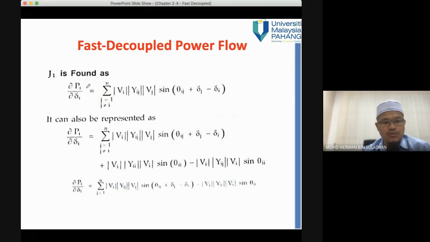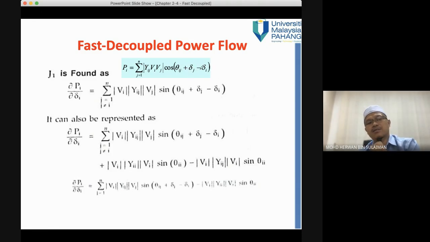Since kita tahu kita punya P with respect to theta, ni kita punya P kan, ni general equation for P, your Yij, Vi, Vj cos theta Ij plus theta J minus theta I, ataupun theta Ij minus theta I plus theta J. So when you do the derivation, P with respect to angle, you dapat sin kan dalam ni kan. So you dapat sin, bezakan cos dapat negative sin, and then you bezakan theta I ni dapat negative, so dia jadi positif. So Vi, Yij, Vj sin.